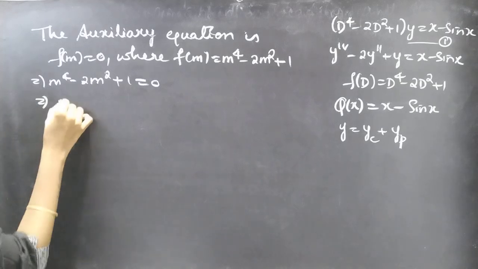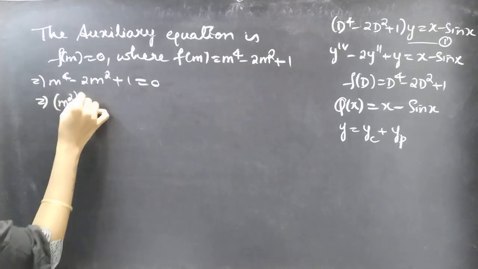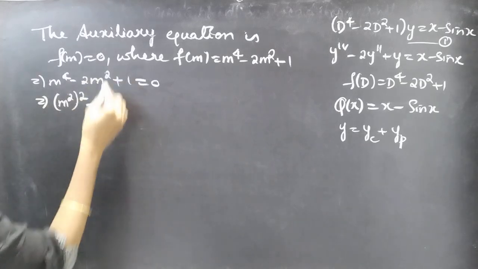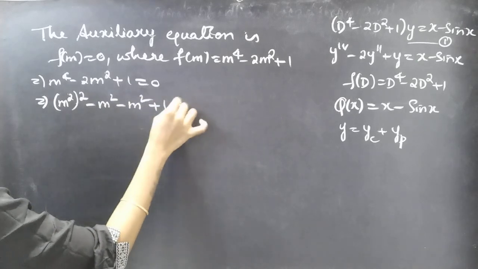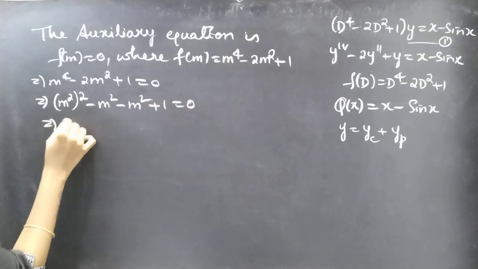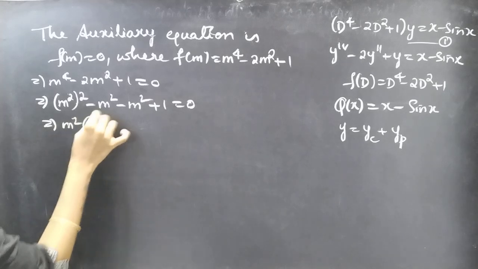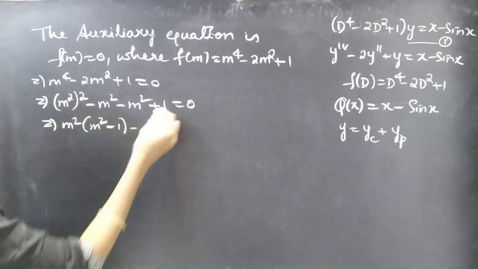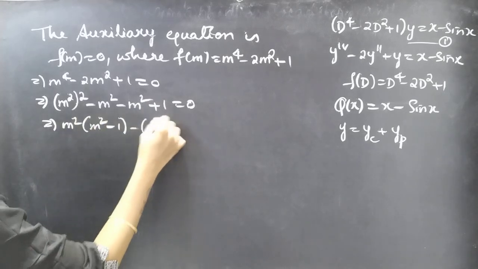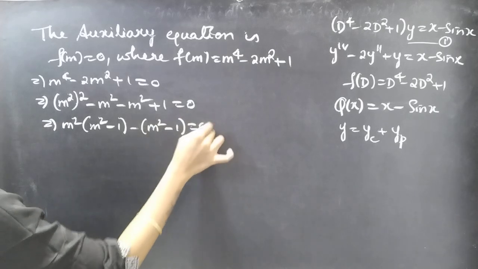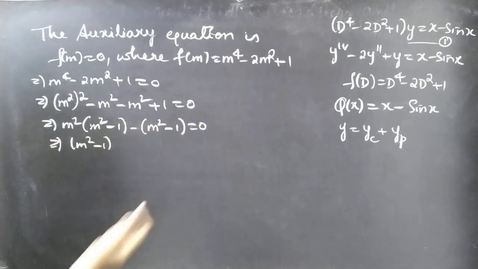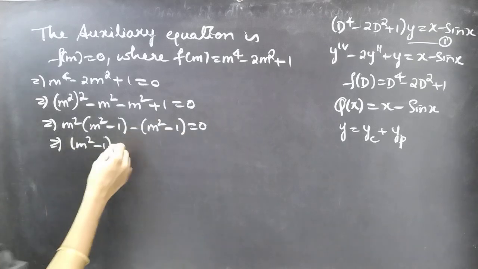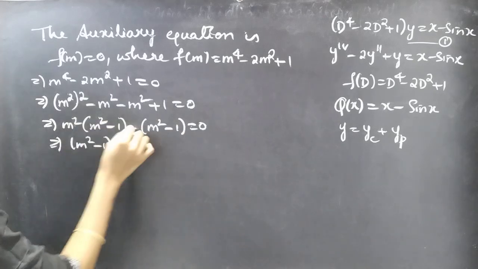Let's write m^4 as (m^2)^2, and -2m^2 can be written as -m^2 - m^2, plus 1 equal to 0. Now take m^2 common from the first two terms, you'll get m^2(m^2 - 1). Now take minus common from the next two terms, you'll get -(m^2 - 1) = 0, right? Just take m^2 - 1 common from these two terms, you'll get (m^2 - 1)(m^2 - 1).